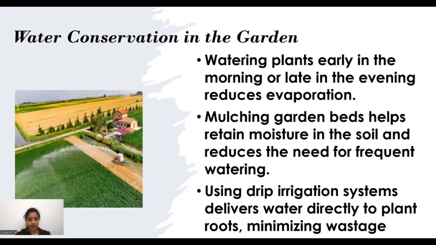Water conservation in the garden. Watering plants early in the morning or late in the evening reduces evaporation, because at that time the sun is less intense and the evaporation is also less. Mulching garden beds helps retain moisture in the soil and reduces the need for frequent watering. If you are using a drip irrigation system, it delivers water directly to the plant roots, which minimizes the wastage of water. In this way, we can easily conserve water in gardens.